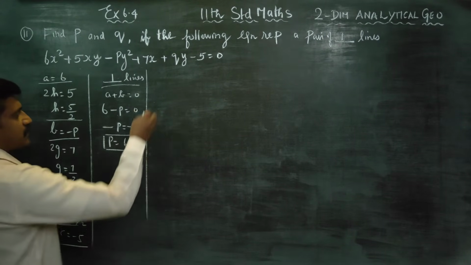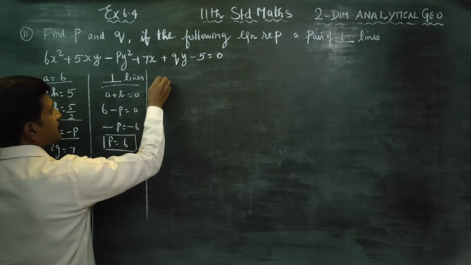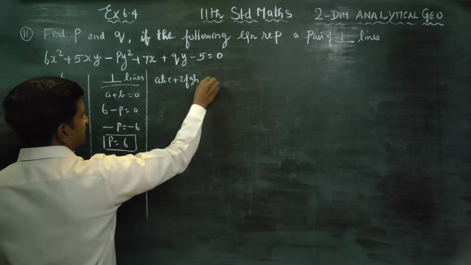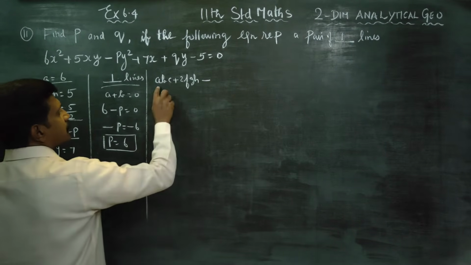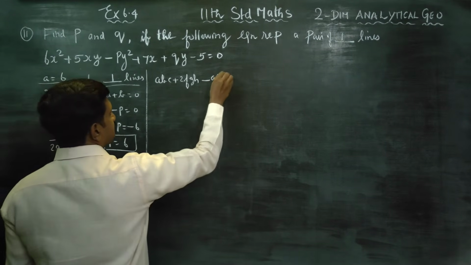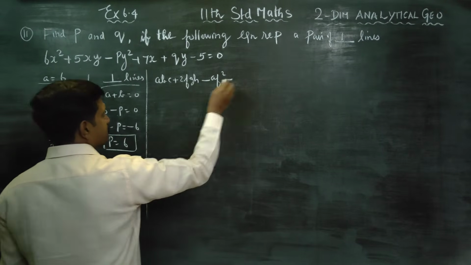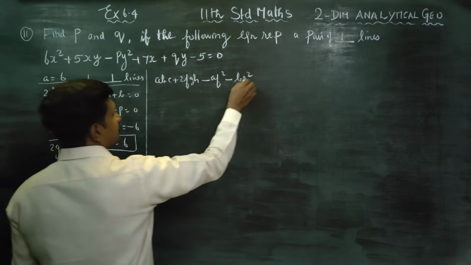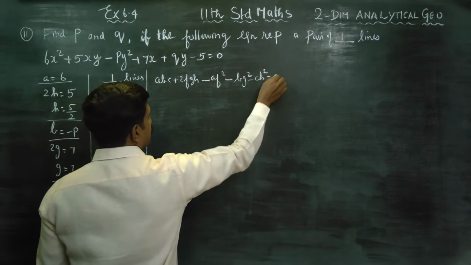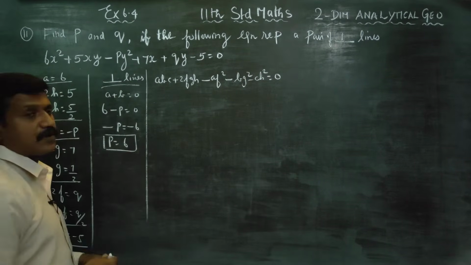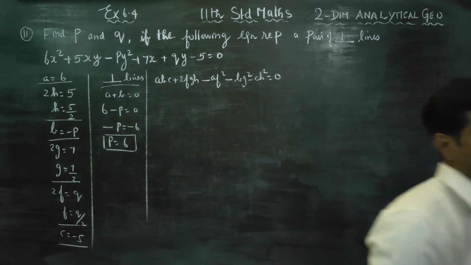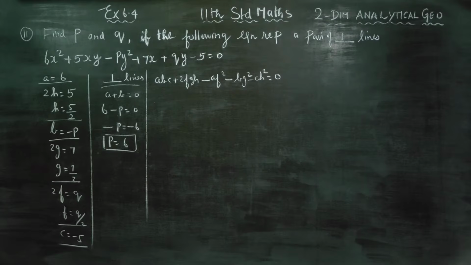Again, what is the condition for pair of straight lines? The formula is abc plus 2fgh minus af square minus bg square minus ch square must be equal to 0. This is the condition for pair of straight lines. Once we say pair of straight lines, this condition will be satisfied; the answer will definitely be 0.